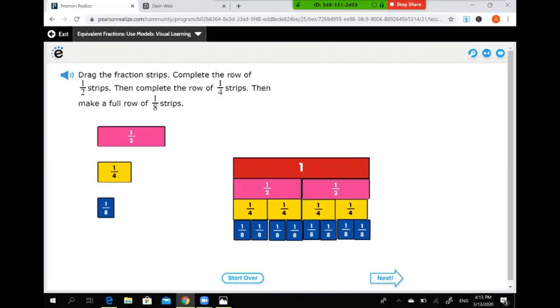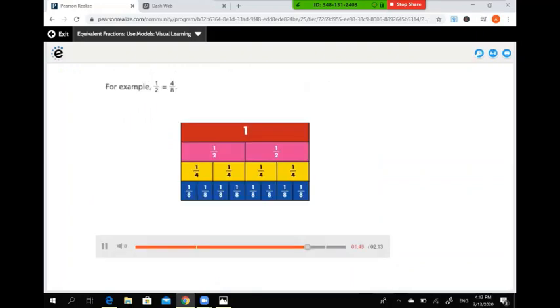Okay, we can notice here that 1/2 is equivalent to 2/4 and also equivalent to 4/8. 1, 2, 3, 4. Also same as 1/2 and same as 2/4. For example, 1/2 equals 4/8.